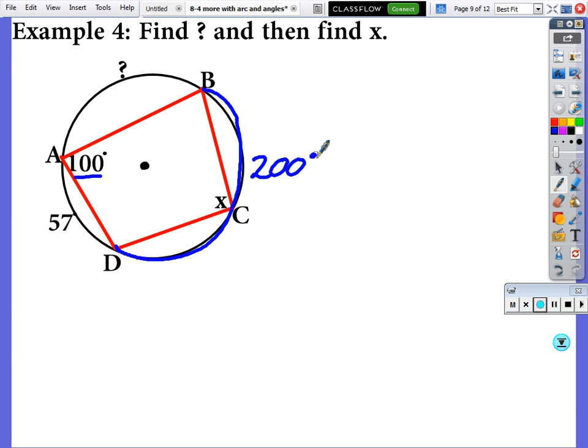Okay, so now with that being said, look at our circle. Look around our circle. We know this piece is 57. We know from here to here is 200. Can we find the question mark now? It's quick, right? That was really quick.